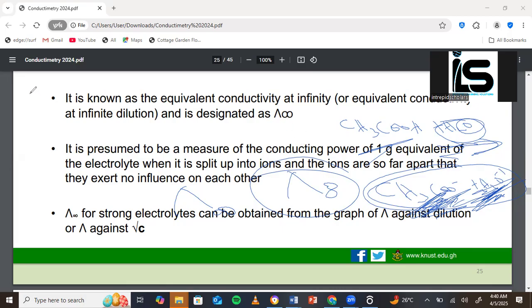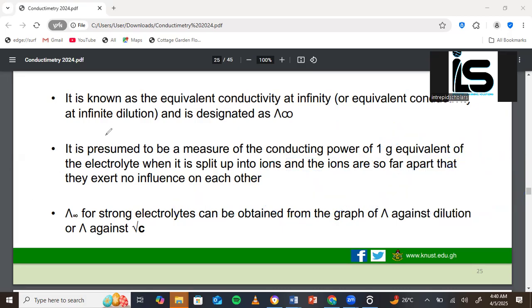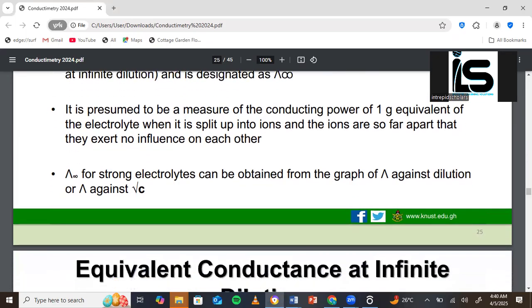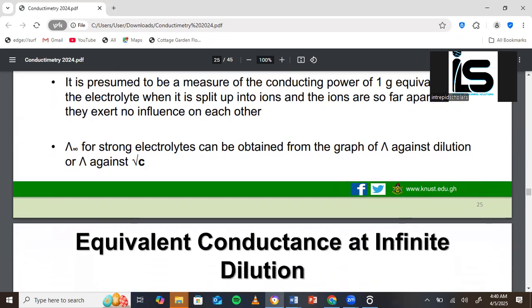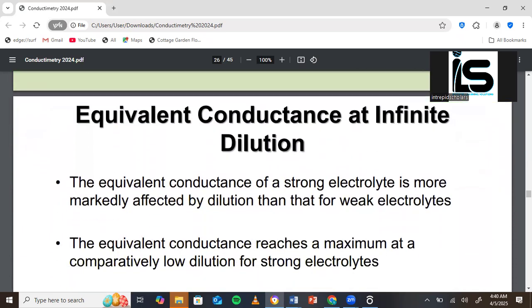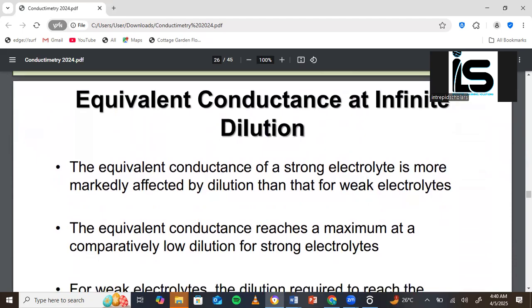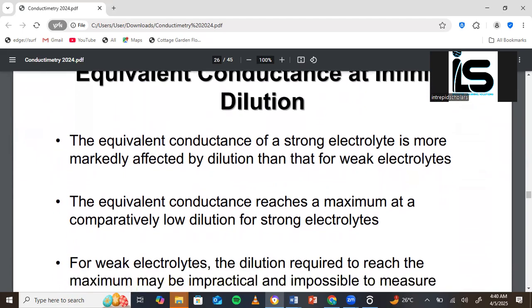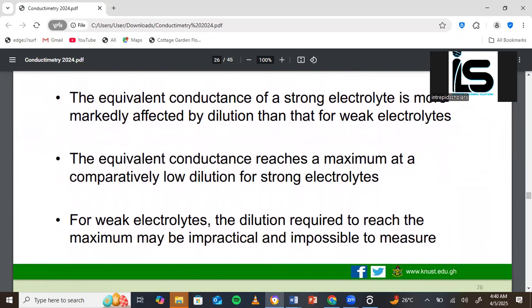We use a formula that we call Kohlrausch's law to do a calculation to theoretically predict the equivalent conductance at infinity for weak electrolytes. We'll talk about that in the subsequent discussion. So we are saying that the equivalent conductance at infinity for strong electrolytes can be obtained from a graph of equivalent conductance against dilution or equivalent conductance against square root of concentration. Now, the equivalent conductance for strong electrolytes is more markedly affected by dilution than that of weak electrolytes.